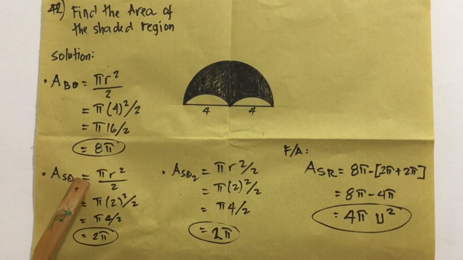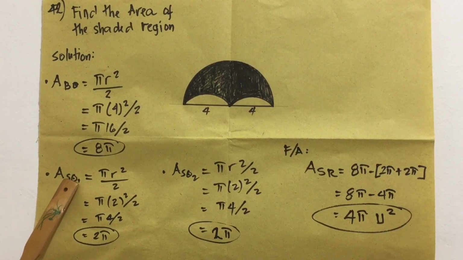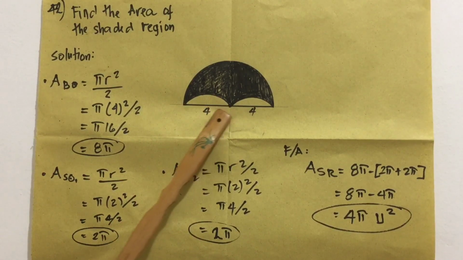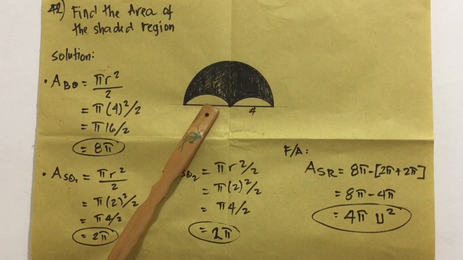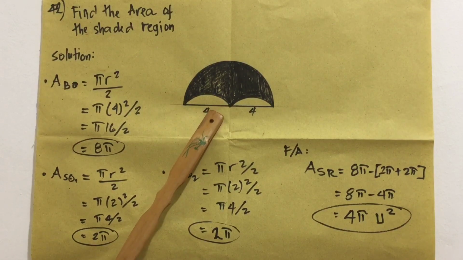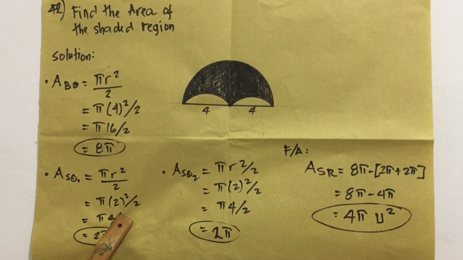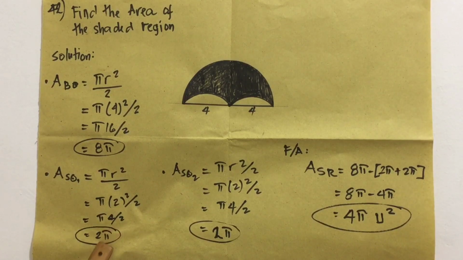Next, we're going to compute the area of the small semicircle. The first one is here. This is the diameter of the small semicircle. So to get the radius, we're going to divide by 2. That's why our radius here is 2, multiplied by pi, then squared, divided by 2. Then 2 times 2 equals 4, divided by 2. So the result is 2 pi.